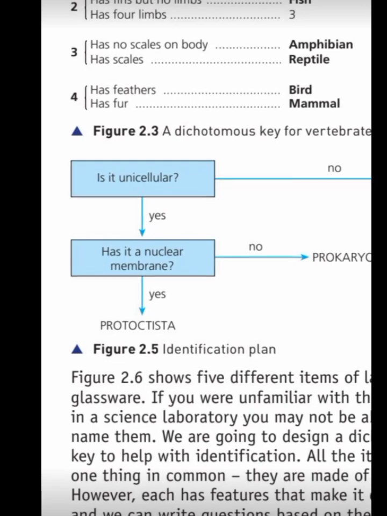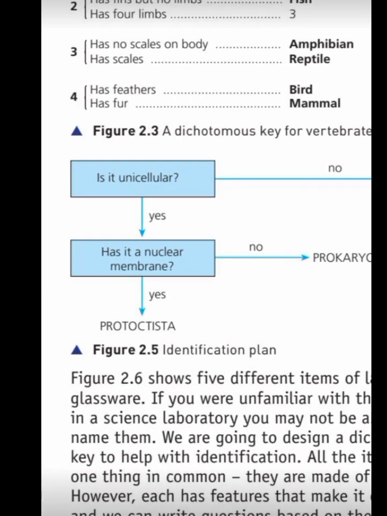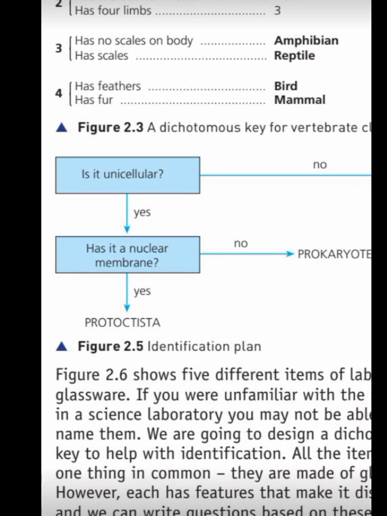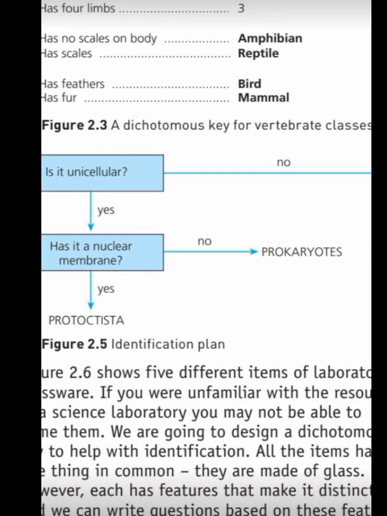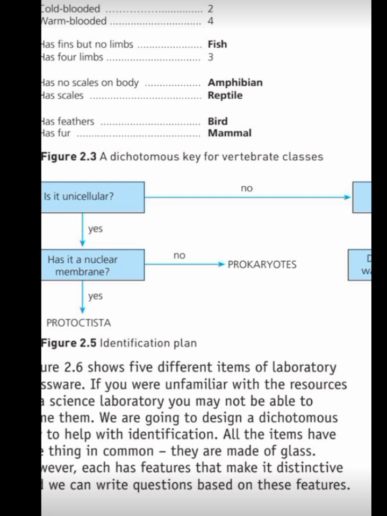Keep in your mind that if it is unicellular and has a nuclear membrane, it is known as protoctista, and if it is unicellular and has no nuclear membrane, then it is known as a prokaryote. So here the first 2 organisms are identified.